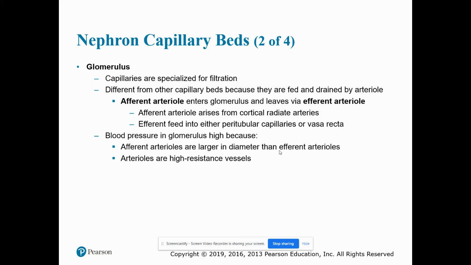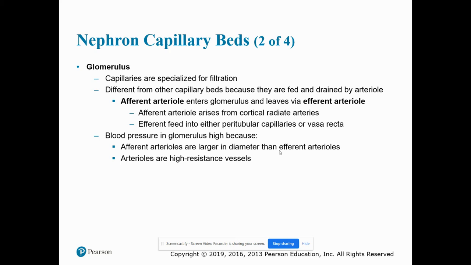And it differs from other capillary beds because it's fed and drained by an arteriole. So if you think back to the chapter where we talked about blood vessels, typically a capillary bed is fed by an arteriole, and then at the end of the capillary bed, the blood continues onto a venule. So with the glomerulus, we're actually feeding and draining by an arteriole. The afferent arteriole enters the glomerulus and leaves via the efferent arteriole.